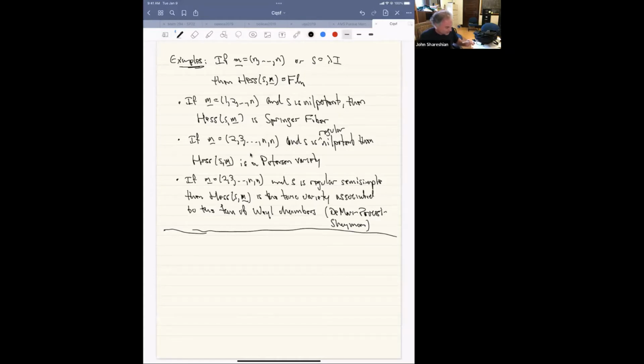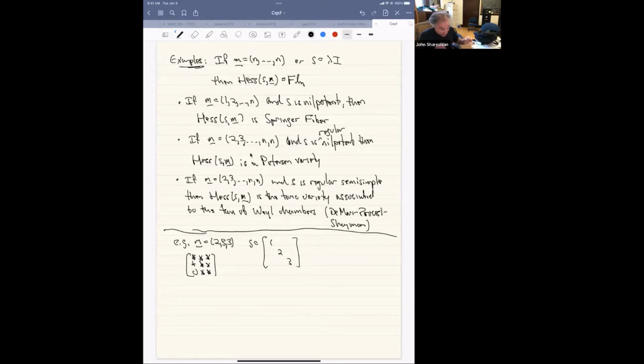I want to talk about a particular example now, namely where S is regular semi-simple and M is 2, 3, 3. So this is Hessenberg. The Hessenberg space looks like this. But I'm more interested in the flag model. And let's say S is diagonal, like this.